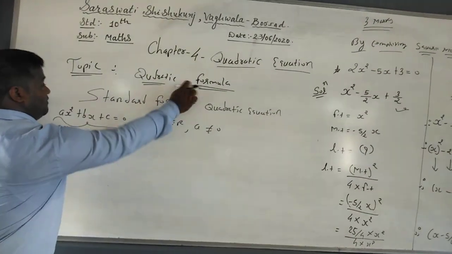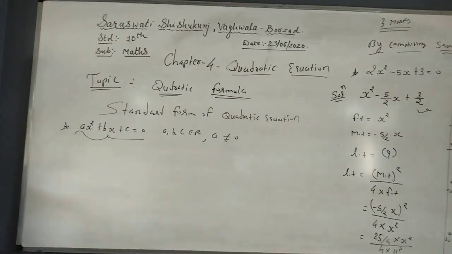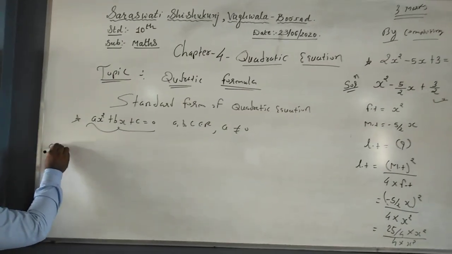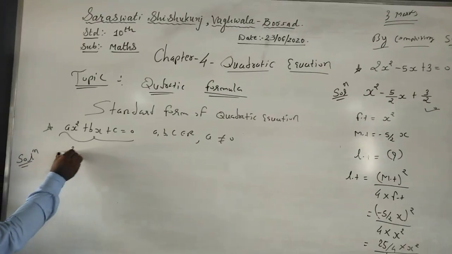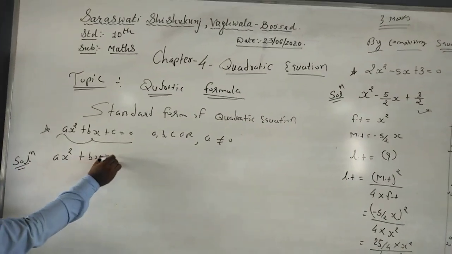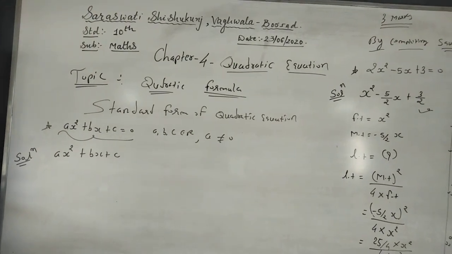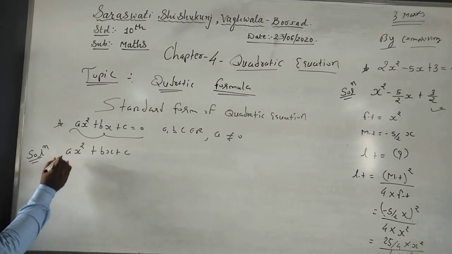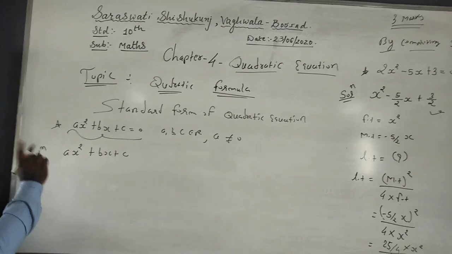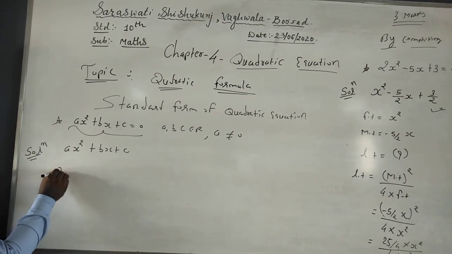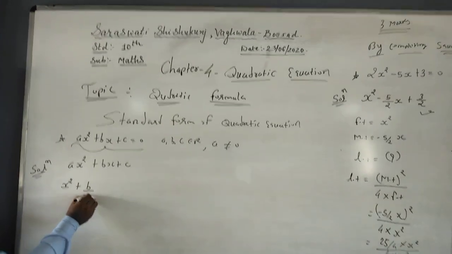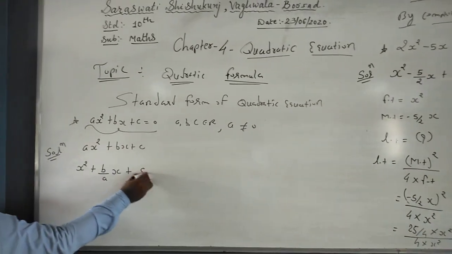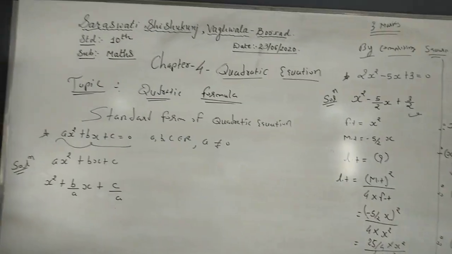I want the quadratic formula, so see properly. Solution: I am going to do it by the completing square method. So, ax square plus bx plus c. Now, according to completing the square, the coefficient of x square is always 1. So divide the whole equation by a. So x square plus b by a x plus c by a.